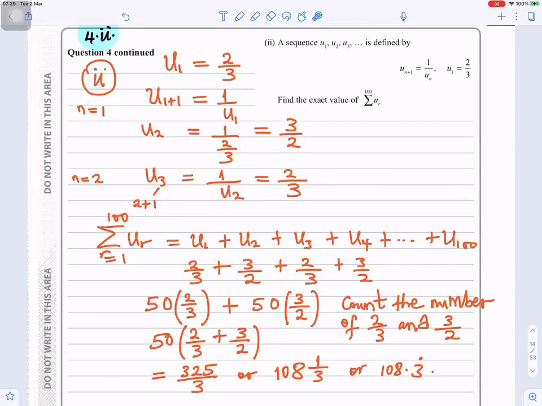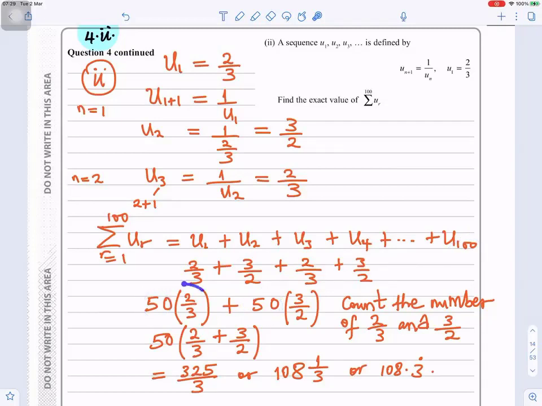100 terms. What we can do is count them. We will see how many 2 over 3 there will be. There's 2 over 3, skip, another 2 over 3, skip, another 2 over 3. So there'll be 50 of them out of 100. How many 3 over 2? 3 over 2, skip, 3 over 2, skip, 3 over 2. There'll be 50 of 3 over 2, because 50 plus 50 is 100.